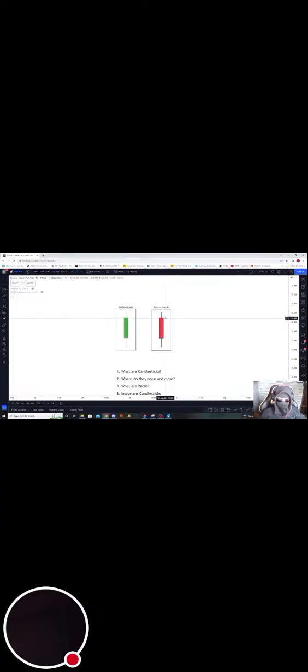This is where the candle will open on the new hour, and this is where it will close when the new hour comes. So pretty basic, right?